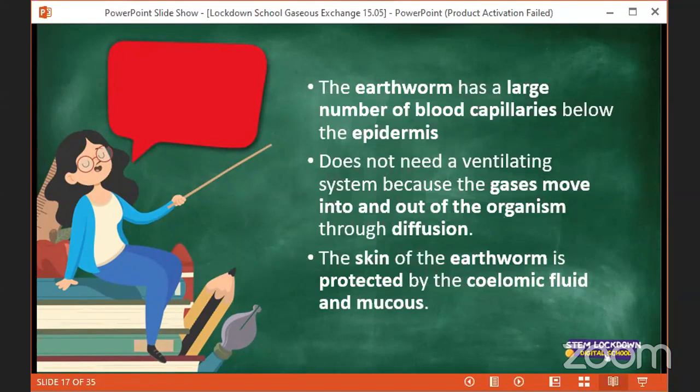So basically, the earthworm also meets all 6 requirements of an efficient gaseous system, right? So the only thing that we could say it's lacking is the ventilating mechanism, but it is not necessary in an earthworm because it simply moves gases through diffusion, okay?